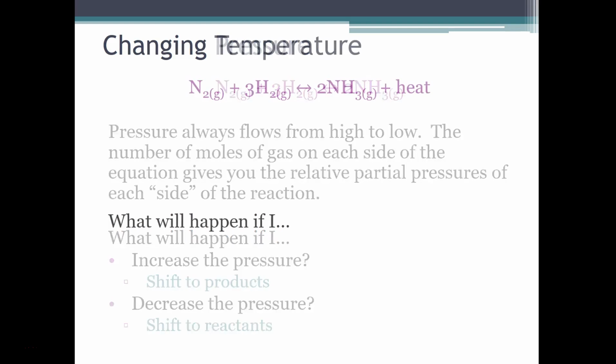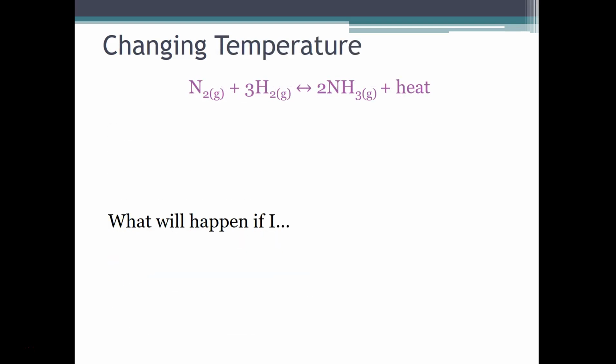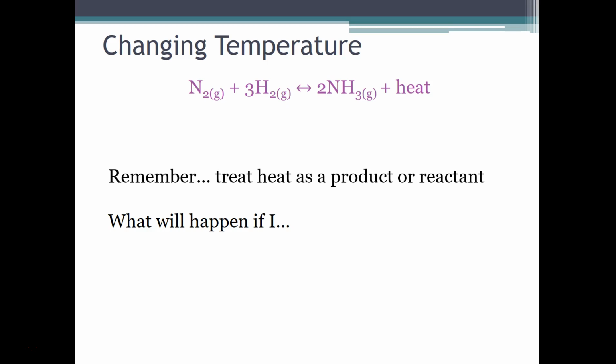Now if we change the temperature, please remember, changing the temperature will actually change your value of K sub C. But we also have to remember that we have to treat heat as a product or a reactant. And in an exothermic reaction, heat will be a product, and in an endothermic reaction, heat will be a reactant. So in this case, we have an exothermic reaction, so heat is a product.